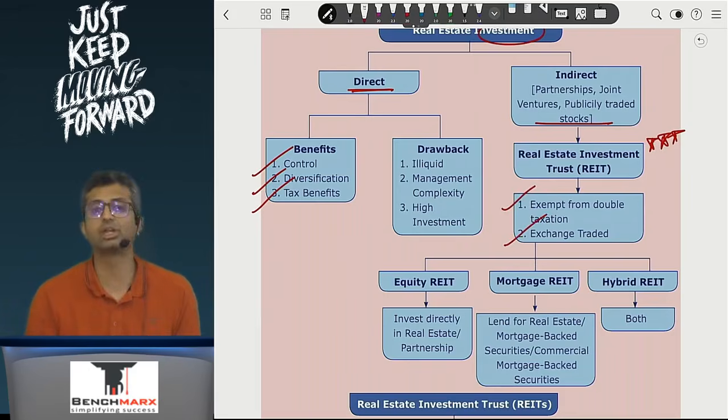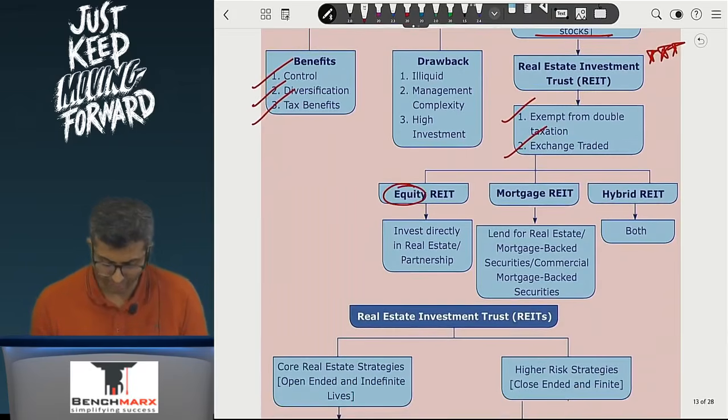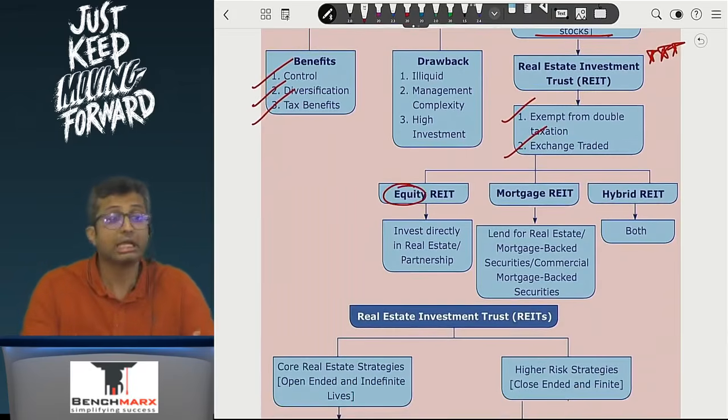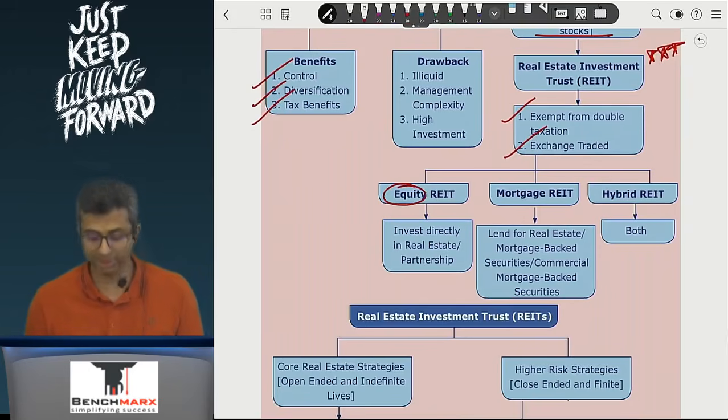Second is they are exchange traded. That means they are highly liquid, and if someone wants to exit, they can quite easily exit these REITs as well. Now there are different types of REITs, which is an equity REIT, where the REIT invests and takes ownership of the properties, or there's a mortgage REIT where the REIT does not take ownership or equity in the properties.